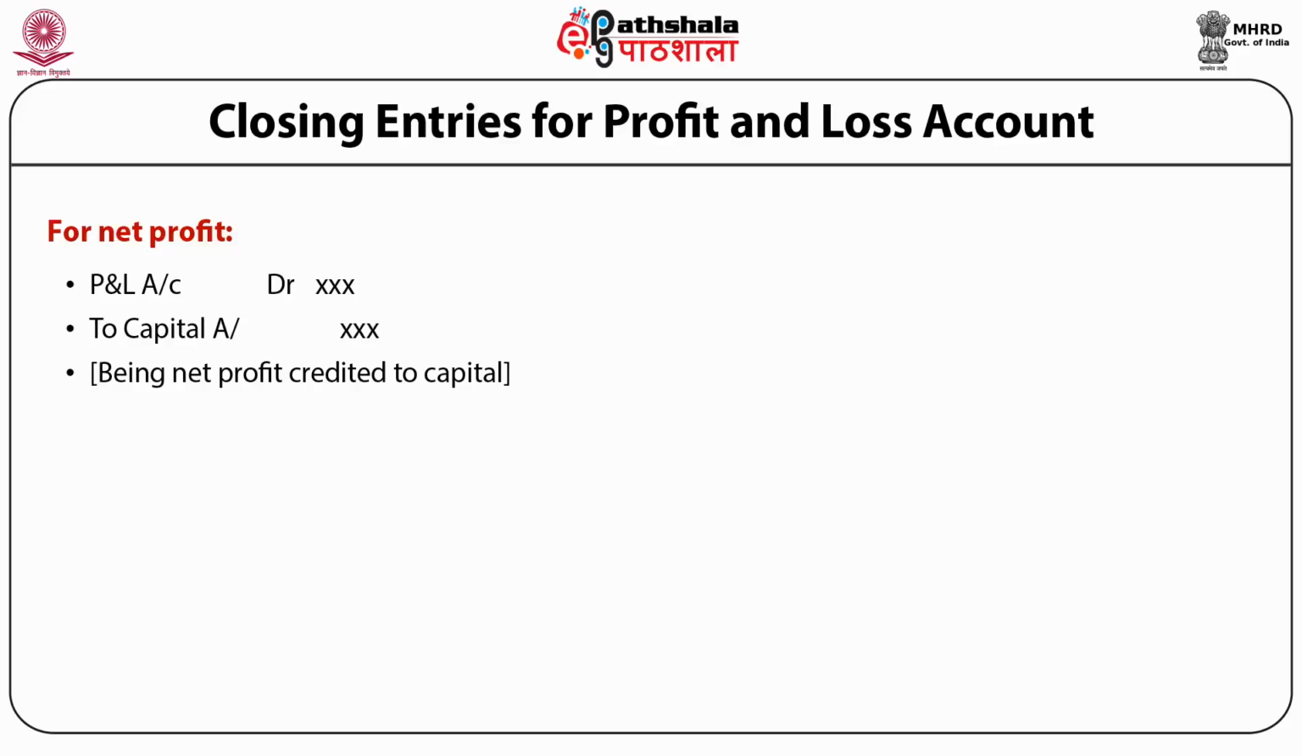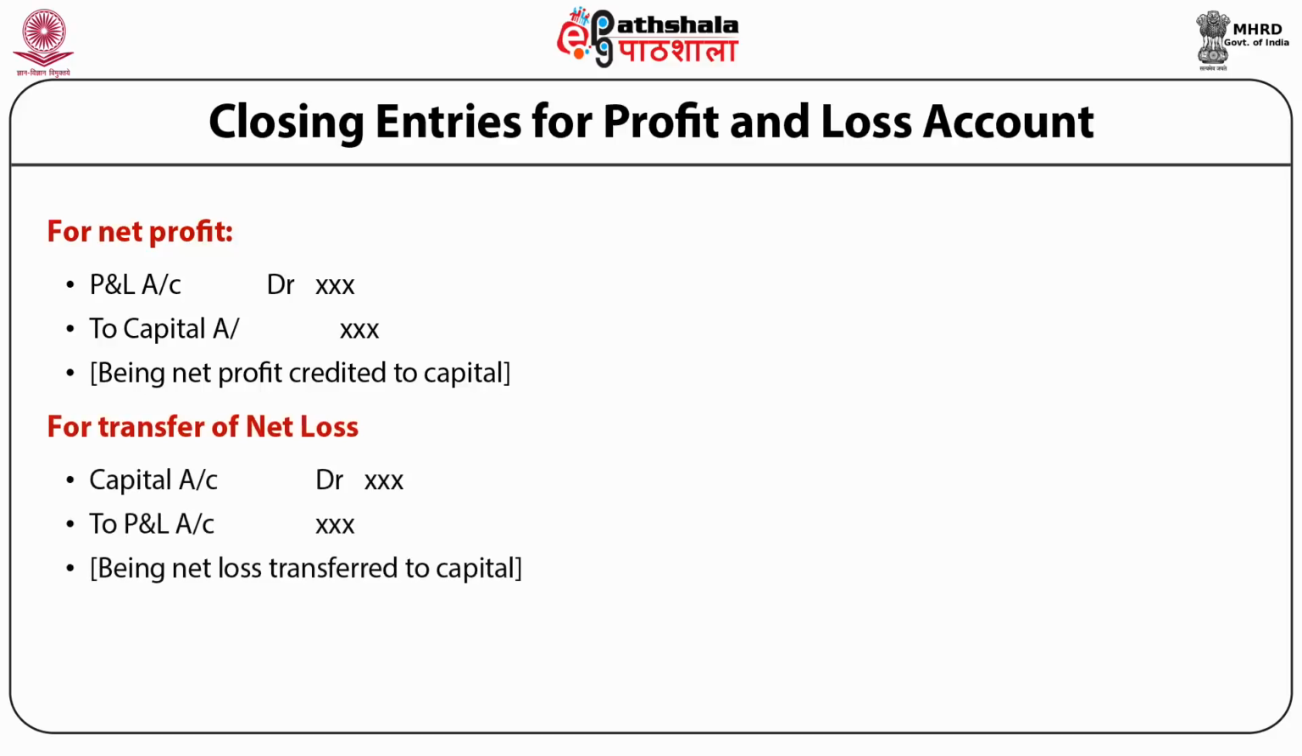Because profit and loss account is transferred to capital account, and due to profit, capital increases. That's why the capital account is credited and entry is profit and loss account debited to capital account. And for the purpose of transferring net loss, the entry will be capital account debited to profit and loss account. Because capital is reduced, or net loss is deducted from capital, so capital account is debited in this entry.